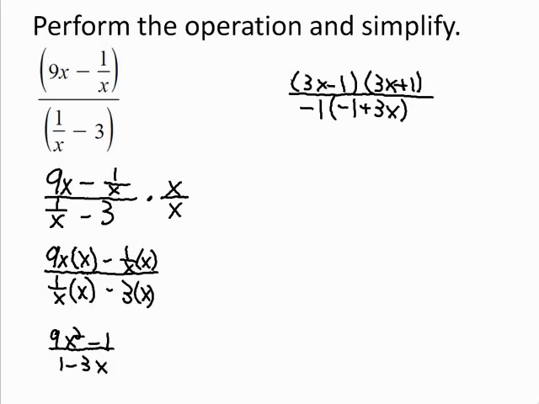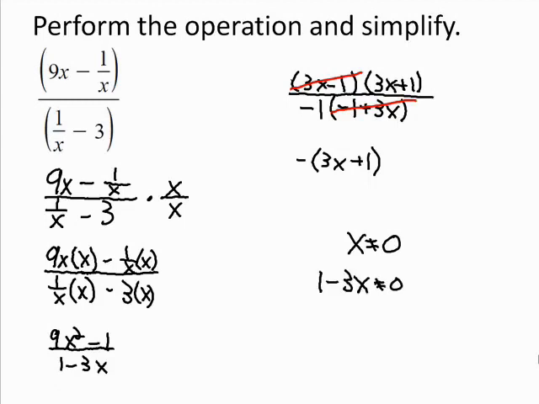The 3x minus 1 and the negative 1 times 3x minus 1 in the numerator and denominator cancel out. You are left with negative 3x plus 1. This expression has to have the same domain as the original expression. In the original expression, there was an x in the denominator, so x cannot be equal to 0. There is also 1 minus 3x in the denominator, so 1 minus 3x cannot be equal to 0.